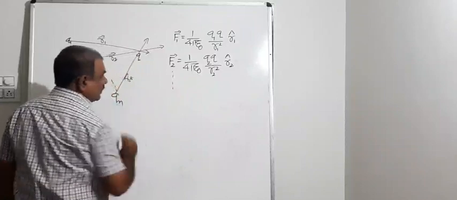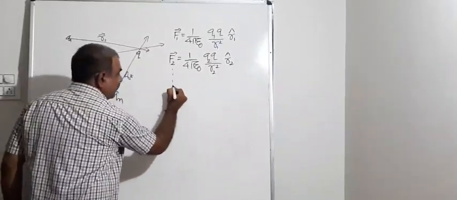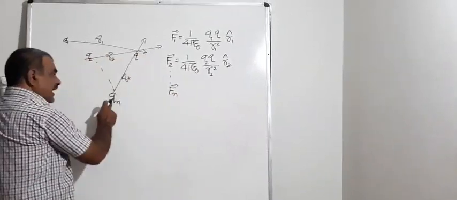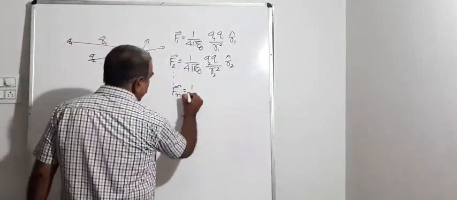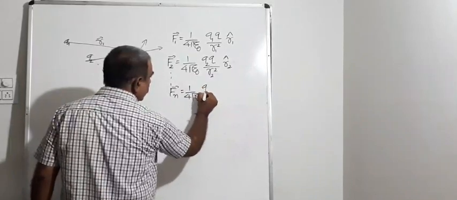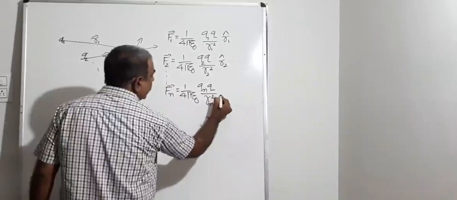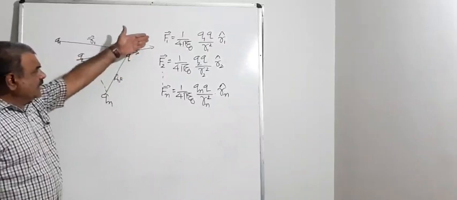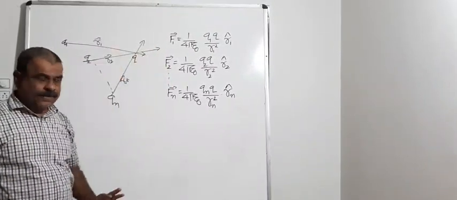In similar fashion for 3, 4 and so on, if I write Fn as the force acting on charge q by the nth charge qn, then what will it be? 1 over 4 pi epsilon 0 qn q by rn square into rn cap. These are the equations of force acting on charge q by different charges.